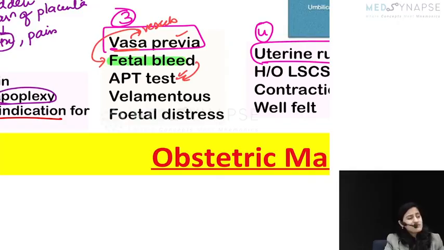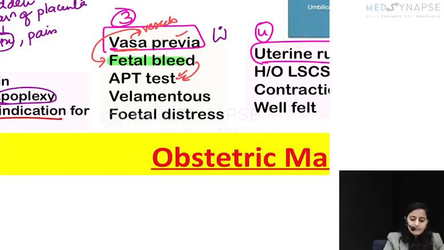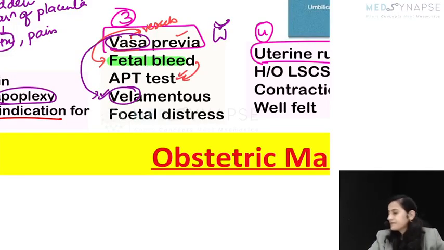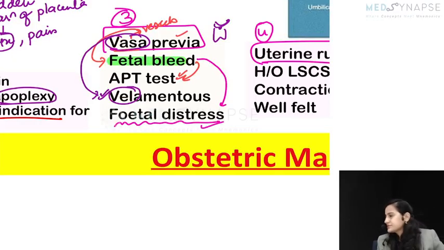In which condition you see vasa previa? When there is a vessel, if this is the cervical os, there is a vessel over the os. That is what placenta? Filamentous placenta. Remember vasa previa, filamentous placenta. And because it's a fetal bleed, what will you see here? Fetal distress. Fetal bleed will lead to fetal distress.